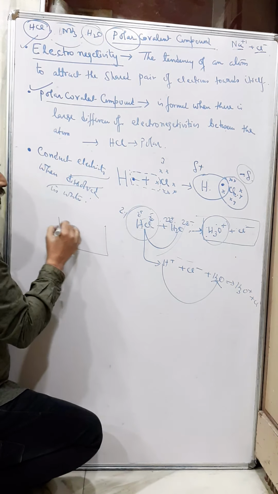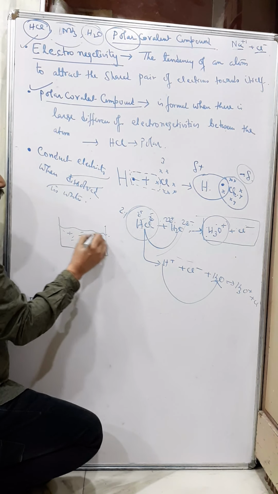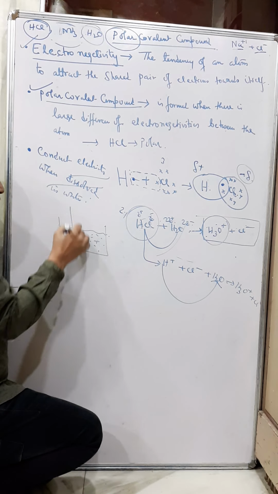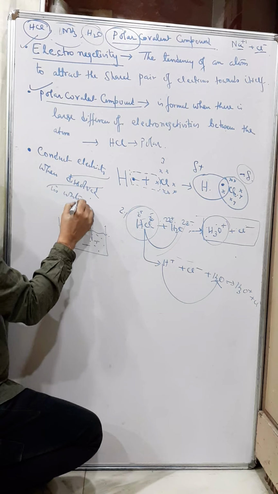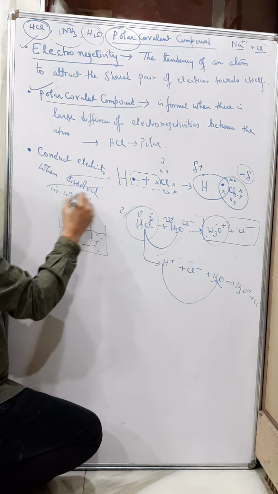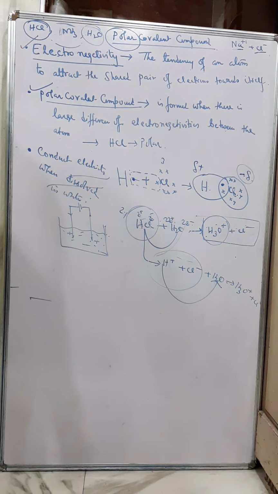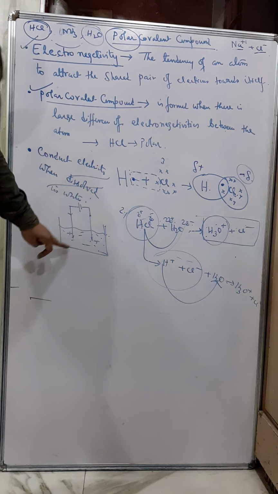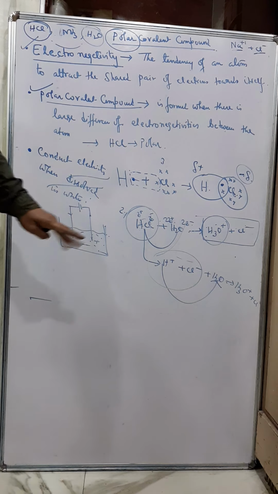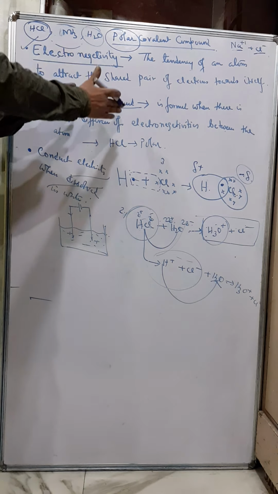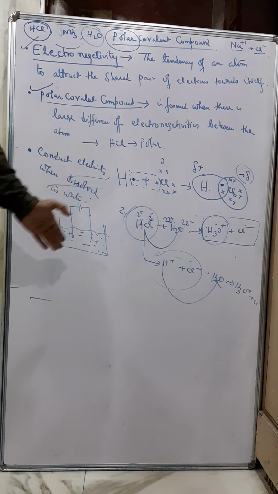So in solution, there are positive and negative ions throughout the solution, and now they can conduct electricity. HCl on dissolving in water conducts electricity. Likewise, ammonia on dissolving in water forms ammonium hydroxide. It also conducts electricity. So any polar covalent compound, unlike other covalent compounds, conducts electricity. It is due to this property. Okay.